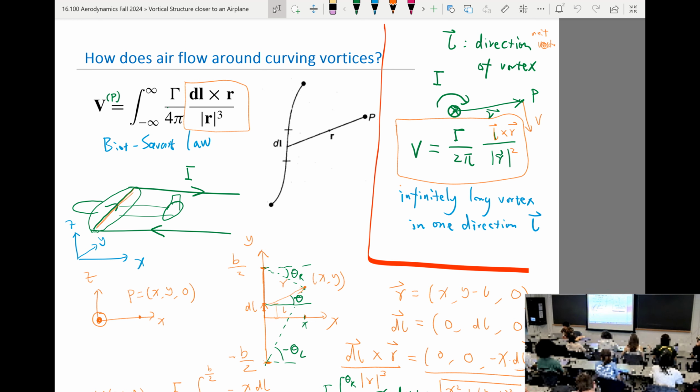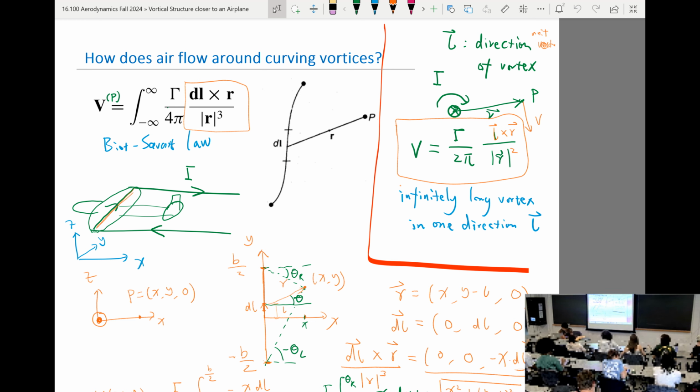And let's figure out this integral. Again, let's take a different view and look at it in the x-y plane. Now we are looking at a case where both the vortex and the observation point are at z equal to 0, so we can only look at the xy plane. Here in the y direction, the vortex starts at minus b over 2 and ends at b over 2, and we are looking at a point at x and y.